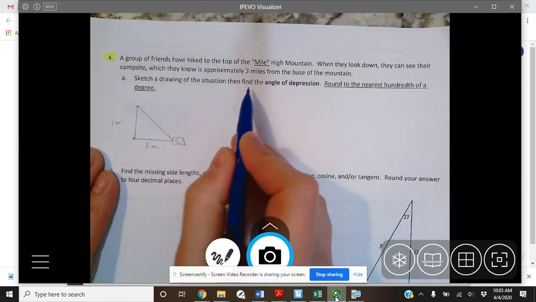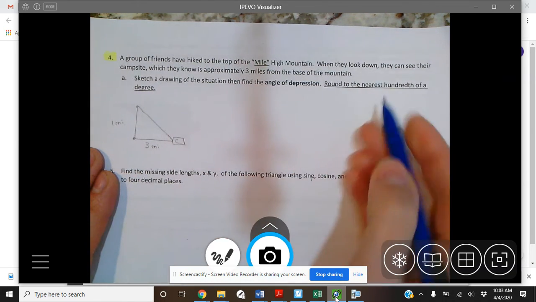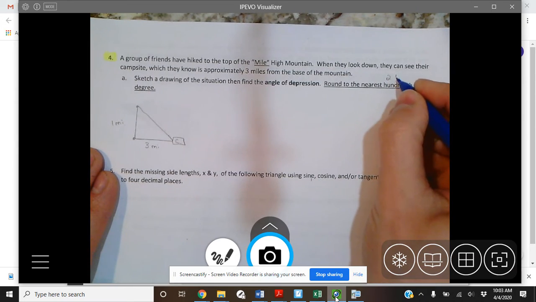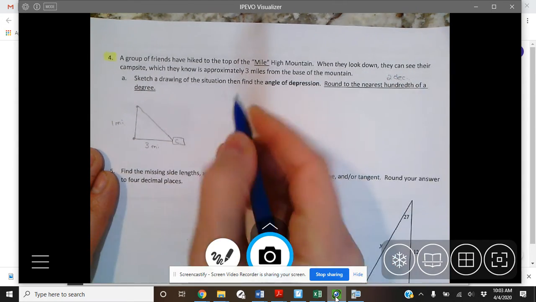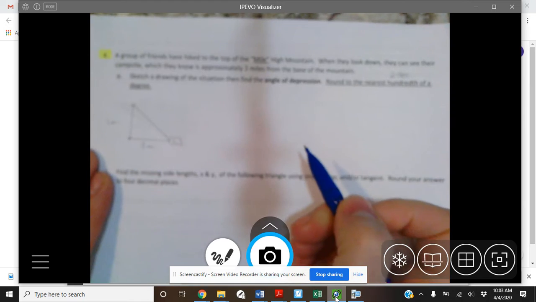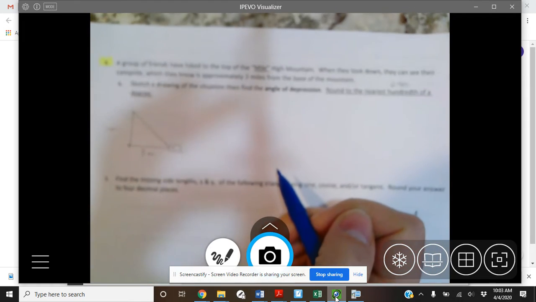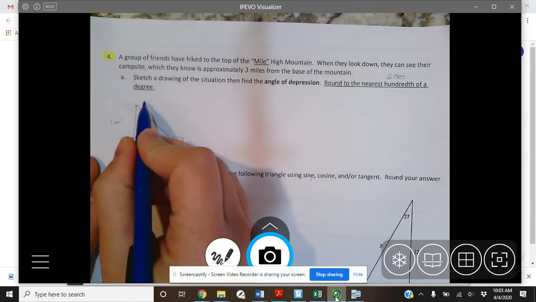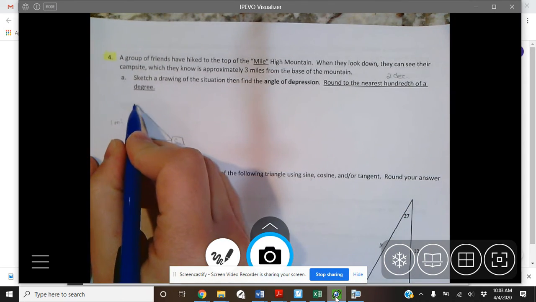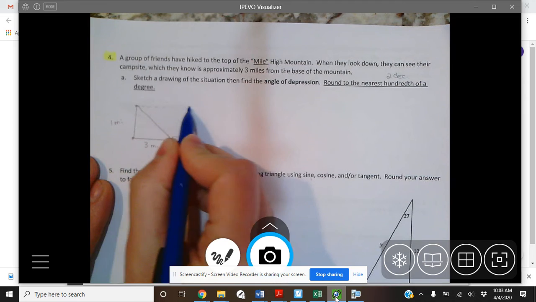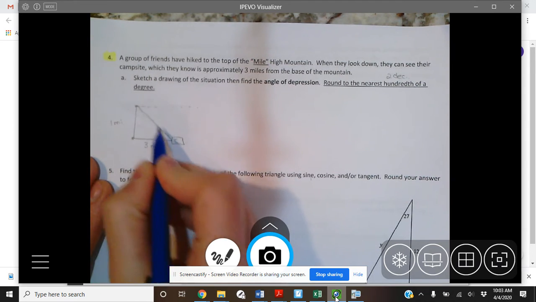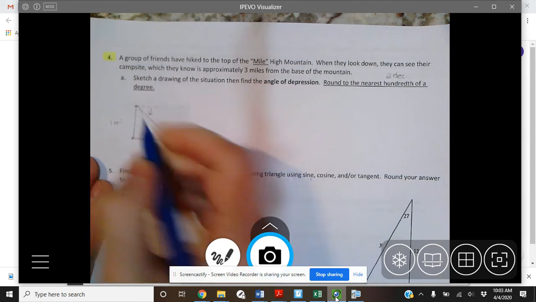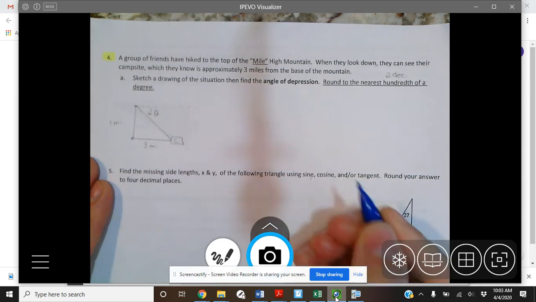And now they want us to find the angle of depression, and we're going to round to the nearest hundredths again, so 2 decimal places. They want the angle of depression. Well, the angle of depression is always from the horizontal going down. So here's the horizontal, here's you going down. So that is your theta.